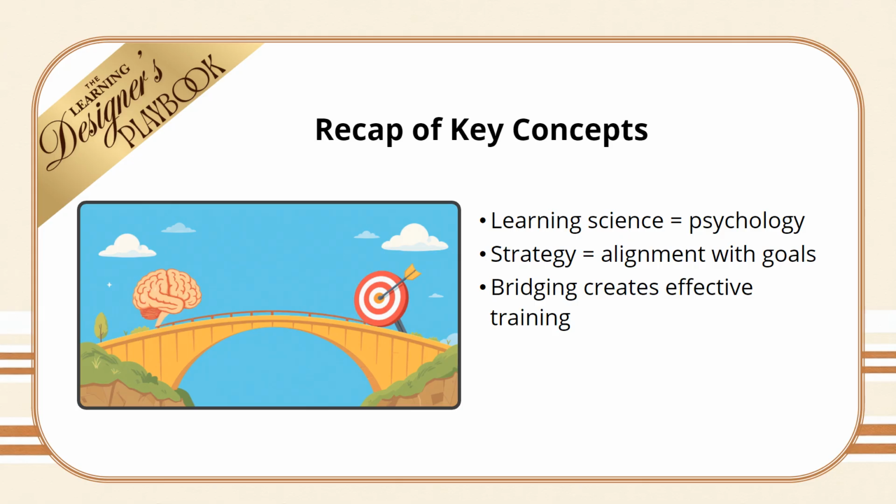We also identified common mistakes to avoid, such as skipping strategy, ignoring psychology, or assuming one size fits all. Through case studies, we saw how the same tools can either fail or succeed depending on how they're applied. Finally, we introduced tools, reflections, and a recommended resource to help you turn theory into practice. This recap highlights the essence of bridging science with strategy.